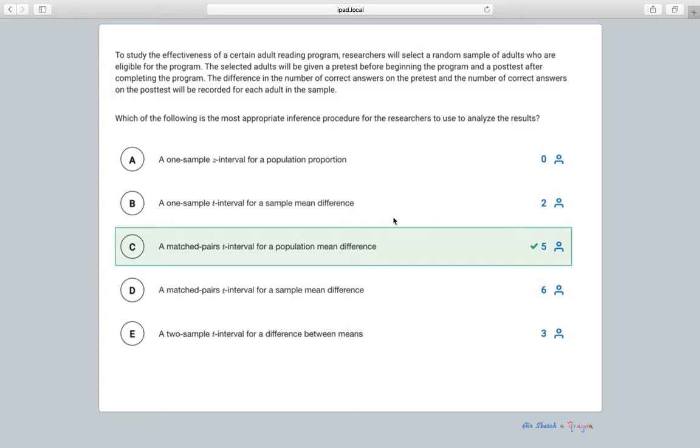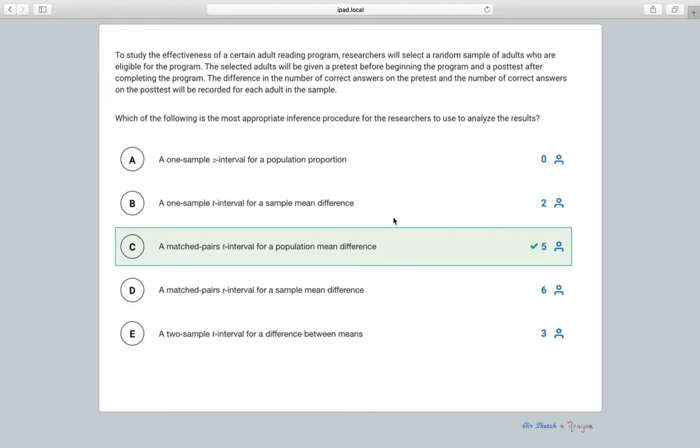To study the effectiveness of a certain adult reading program, researchers will select a random sample of adults who are eligible for the program. Selected adults will be given a pretest before beginning the program and a post-test after completing the program. The difference in the number of correct answers on the pretest and the number of correct answers on the post-test will be recorded for each adult in the sample.